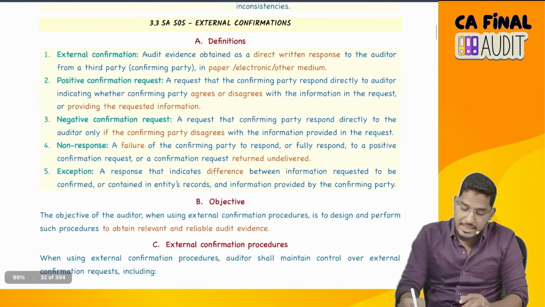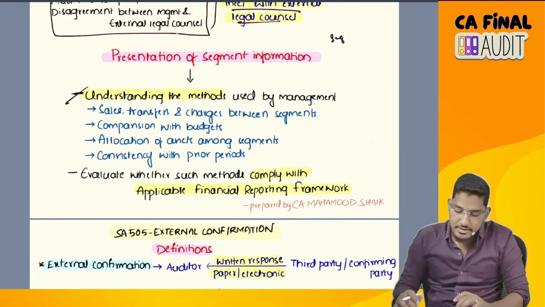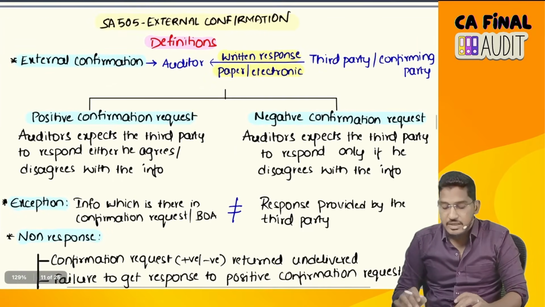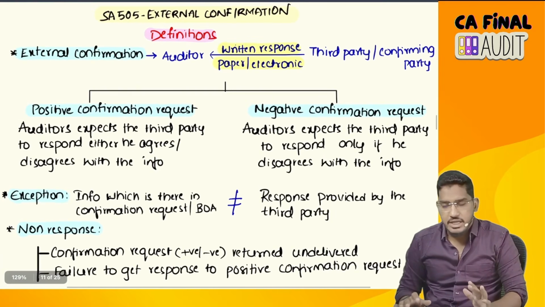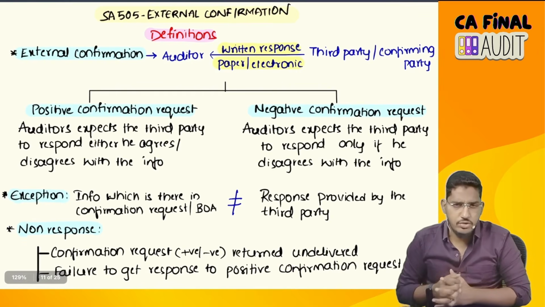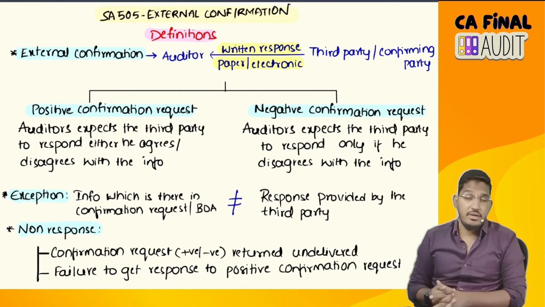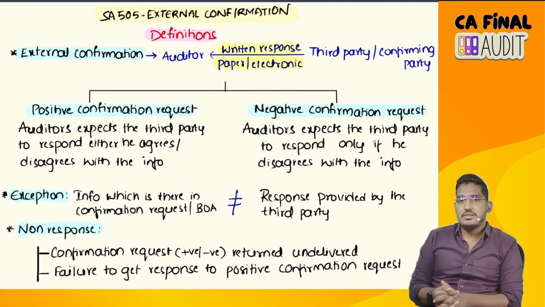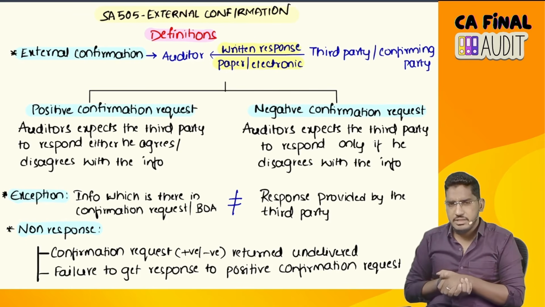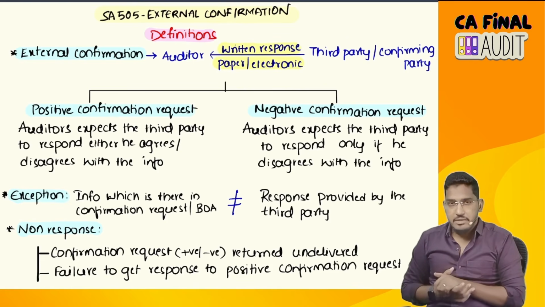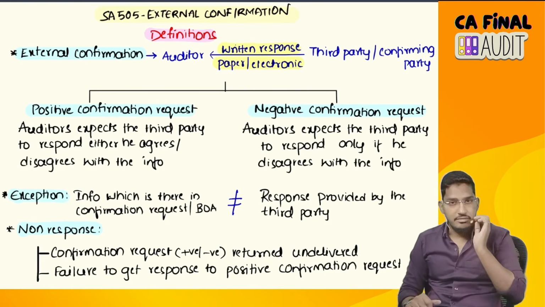Now let us talk about SA 505. This is the standard which talks about external confirmation. Very important. In recent times, we are seeing a lot of MCQ questions from this standard, SA 505. It is a simple, easy standard, and if you understand the concept at a reasonable level, you can easily answer some MCQs.